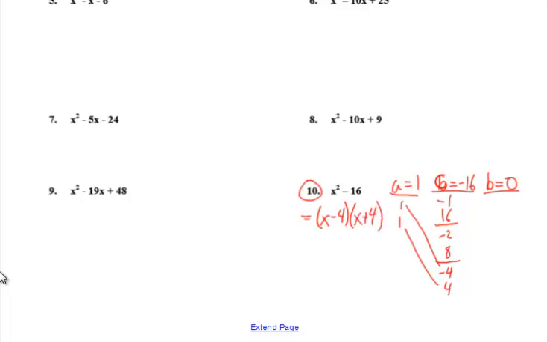So there's a little factoring review just to get you going. It's going to help us a lot here as we look at Unit 11.